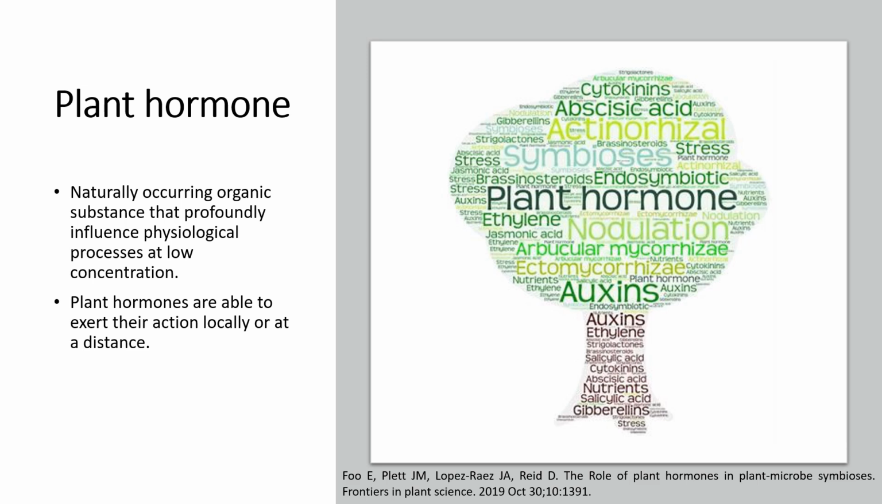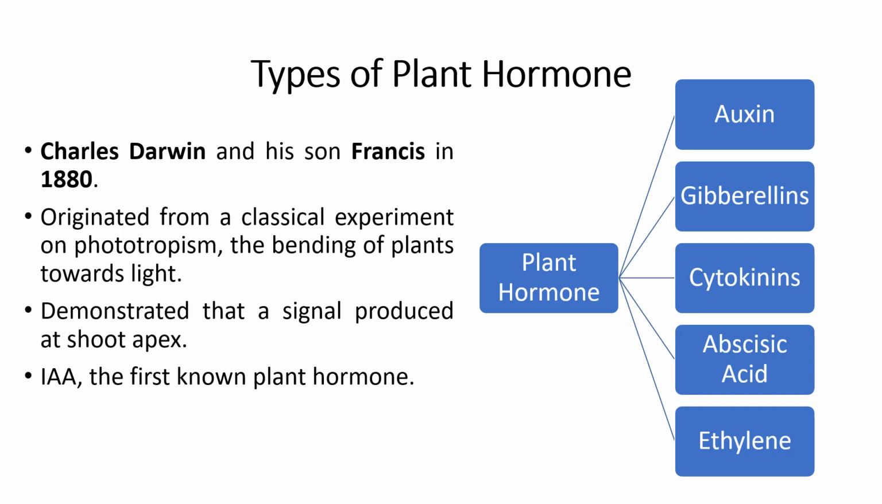This figure shows all the hormones that are present in a plant. For example, auxin is depicted here, ethylene is depicted here, and also salicylic acid, cytokinins, gibberellins, and nutrients. All these things are in a plant and are being depicted here. In the next slide we will discuss the types of plant hormones.